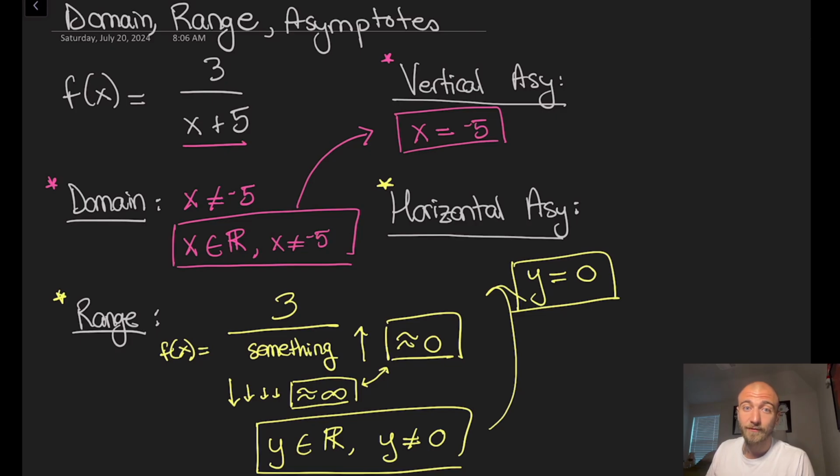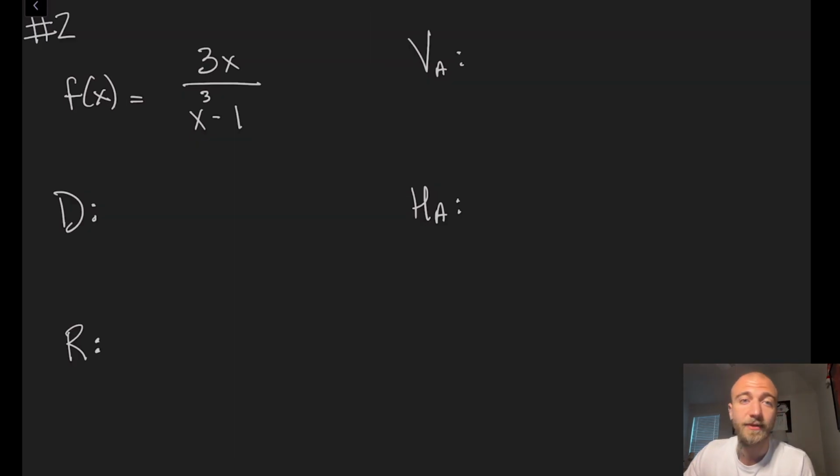So in this case, the equation for the horizontal asymptote is y is equal to 0. First problem, checkmate. All right, problem number 2. Let's say we're given this other function. f of x is equal to 3x over x cubed minus 1. Slightly trickier, but nothing we can't handle, folks.